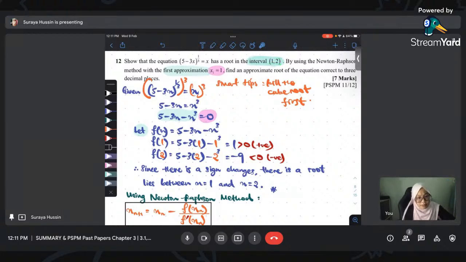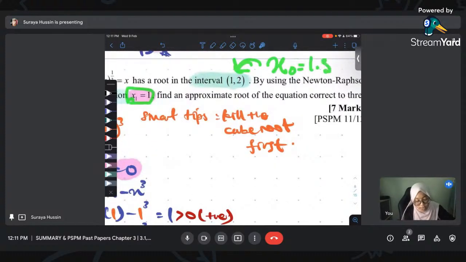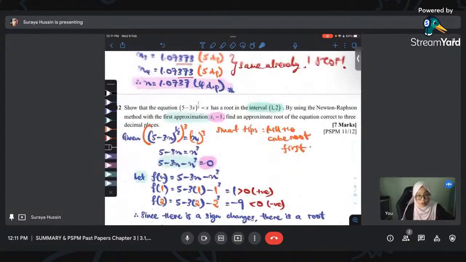That's another tip, I think you should write it down. I don't write it, but you should write it down. If the question doesn't give an approximation, you should be able to find your own approximation, and you can use any number in between 1 and 2. Any number. Yeah, that's the tip there. I don't want to write it, you should write it down.